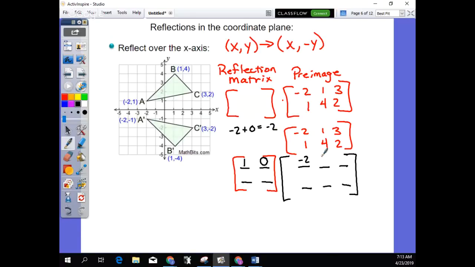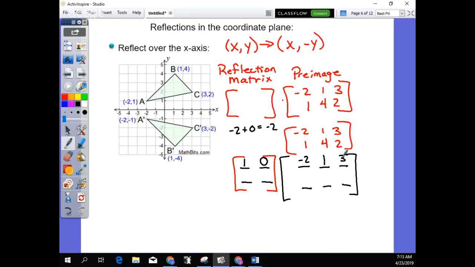Now let's just check. This should give me 1, right? I don't want to change the x coordinate. So 1 times 1 is 1 plus 0. That works. 1 times 3, 0 times 2, add those together, we get 3.